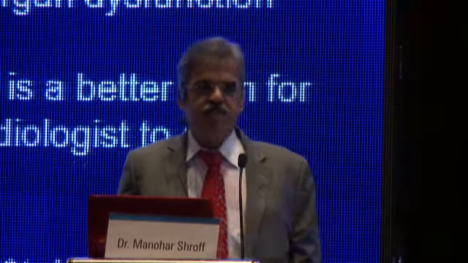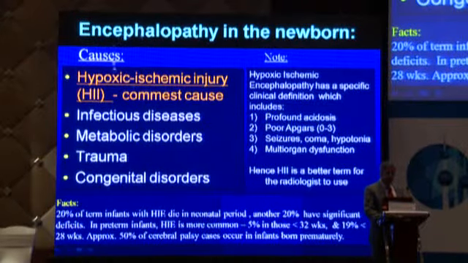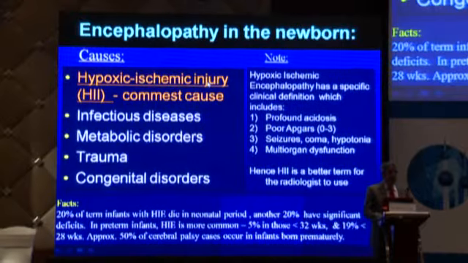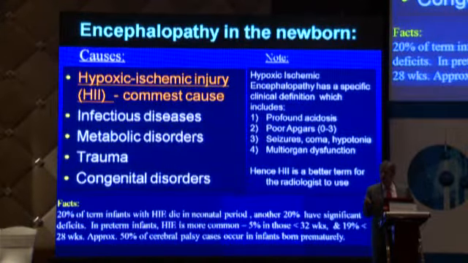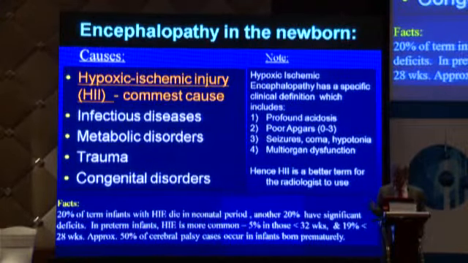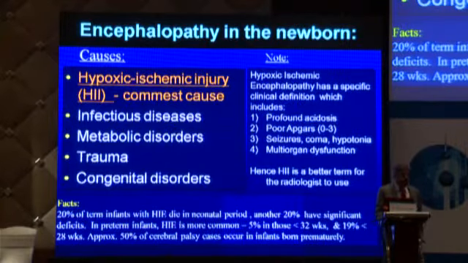So first of all, encephalopathy in a newborn. Everybody knows that hypoxic ischemic injury during the birth process is a very, very significant and common cause of encephalopathy in the neonatal brain. It is, I would say, about 85 to 90% of the time when you have encephalopathy in a neonate immediately after birth, this is the cause. Then, of course, we have to remember the differential diagnosis: infectious diseases, metabolic disorders which are pretty rare but can occur, trauma to the brain, and certain congenital disorders when present with encephalopathy.